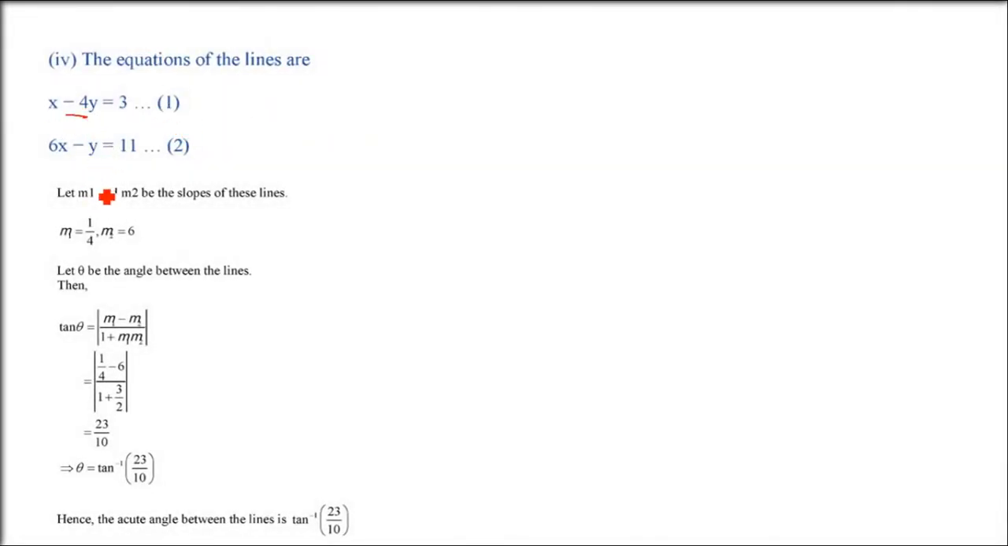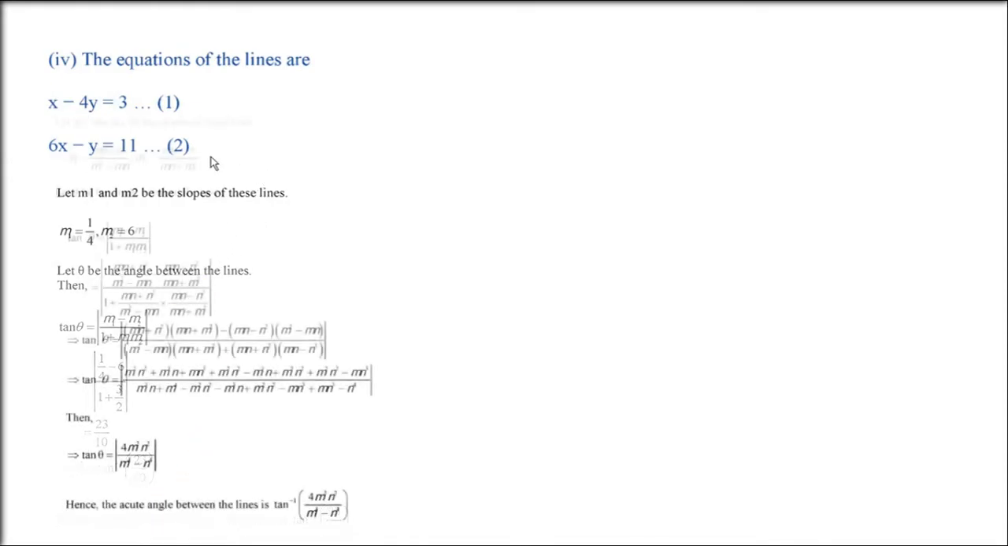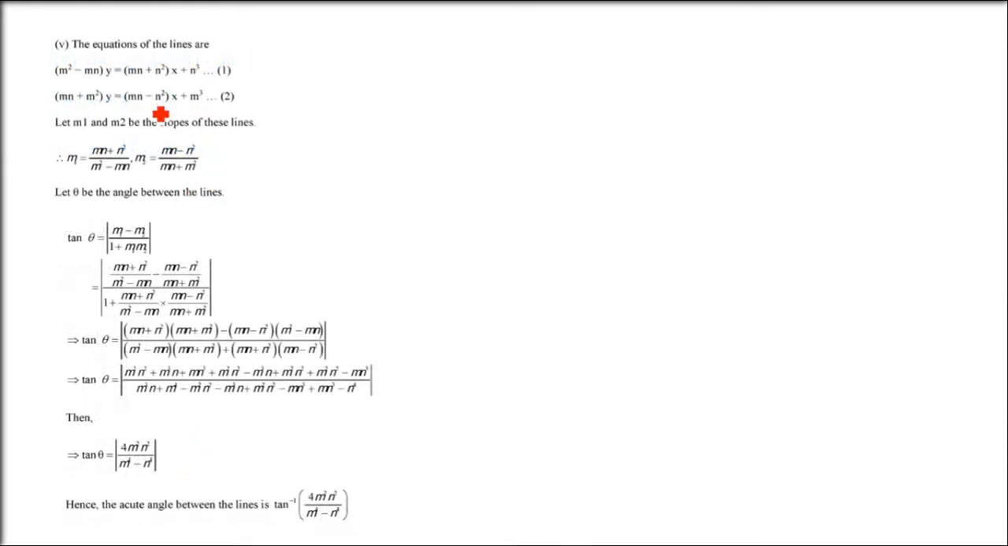This also you can do. Find m1 and m2, put them in the formula, and you will get 23 by 10. Theta will be tan inverse 23 by 10. This is the acute angle between these lines. And now the fifth one. The only thing here is we just need to rearrange, like the thing we just saw in the previous question. That only you have to do.